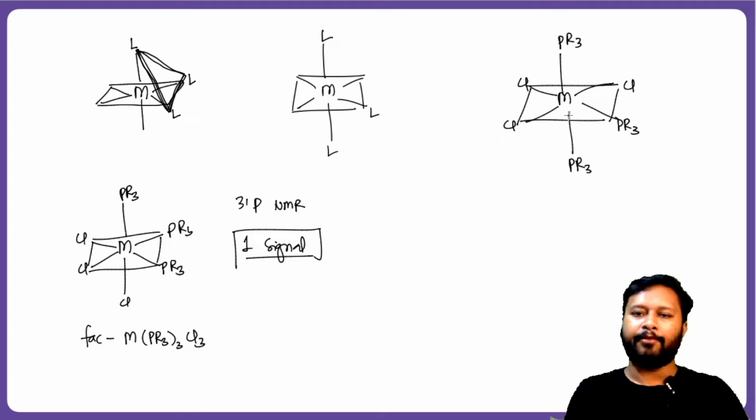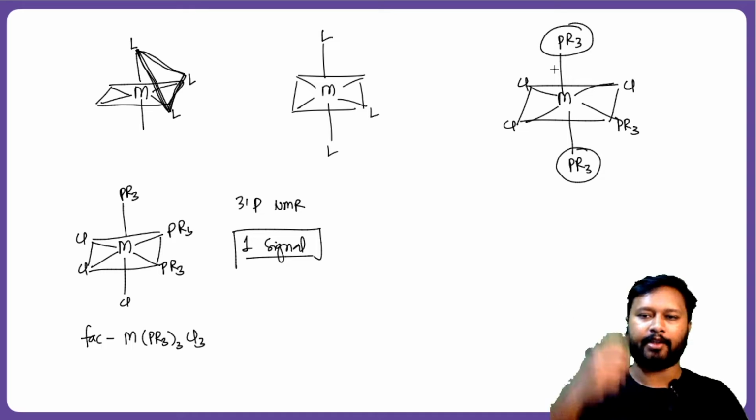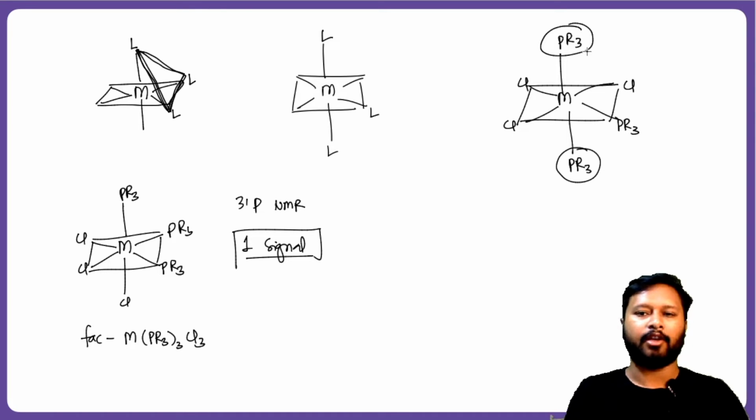Now if you find out, you will see that these two PR3 are actually equivalent, right? Why? Because this is the plane, or this is the equatorial position, which is bisecting them or reflecting them, making them equivalent in chemical environment. Second way to see the chemical environment is to see that this phosphorus is cis to 1, 2, 3 chlorine and 1 PR3. This is also cis to 1, 2, 3 chlorine and 1 PR3, trans to PR3, right? That's what we have already seen.